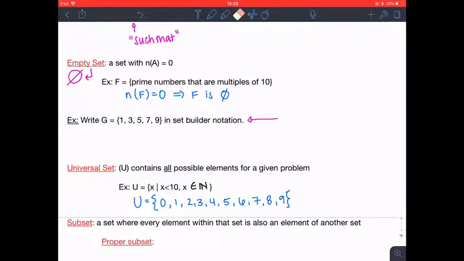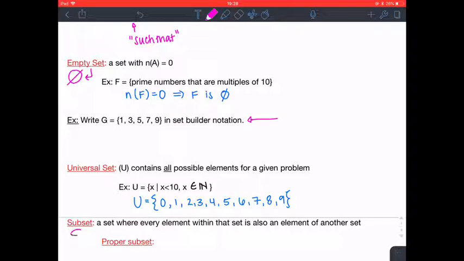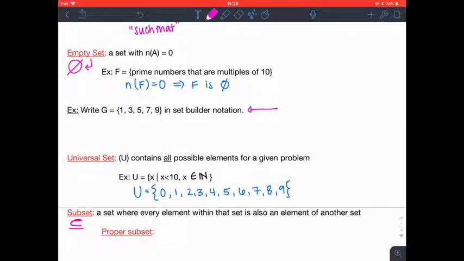A subset is a set where every element within that set is also an element of another. There's a symbol for a subset, and that symbol kind of looks like a sideways U with a line underneath it. Think of this line as meaning equal. There are two types of subset. There's just a subset, which could also equal the larger set. And then there's something called a proper subset, which is a subset that is not identical to the original.